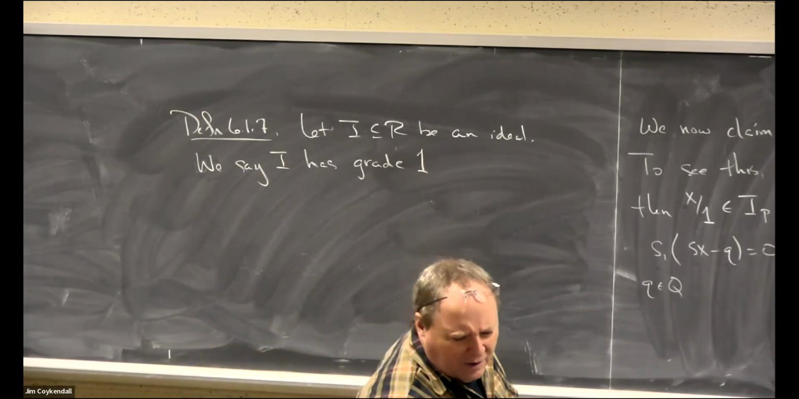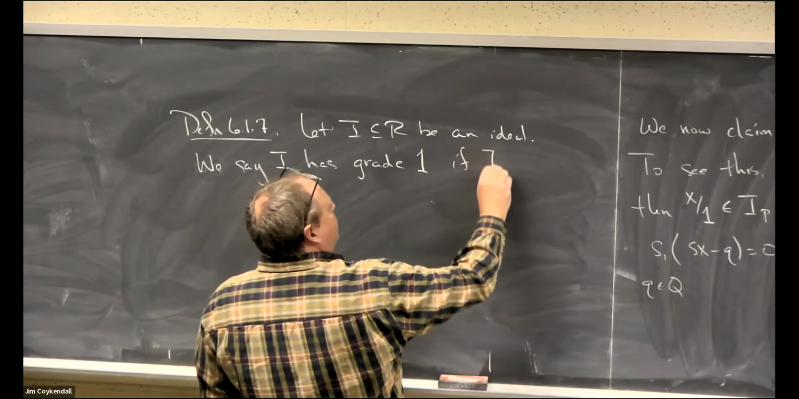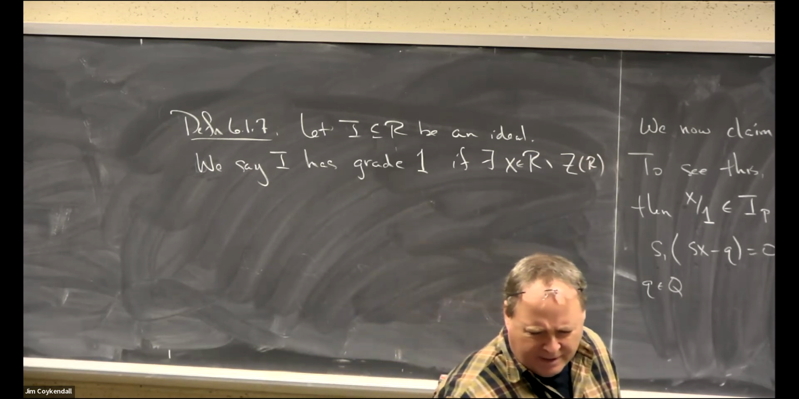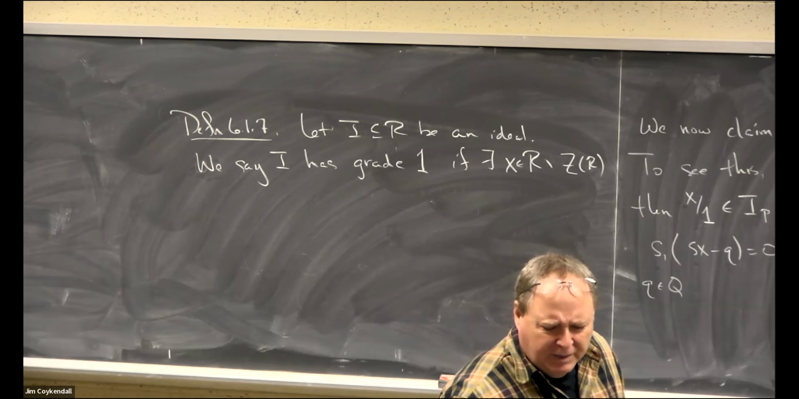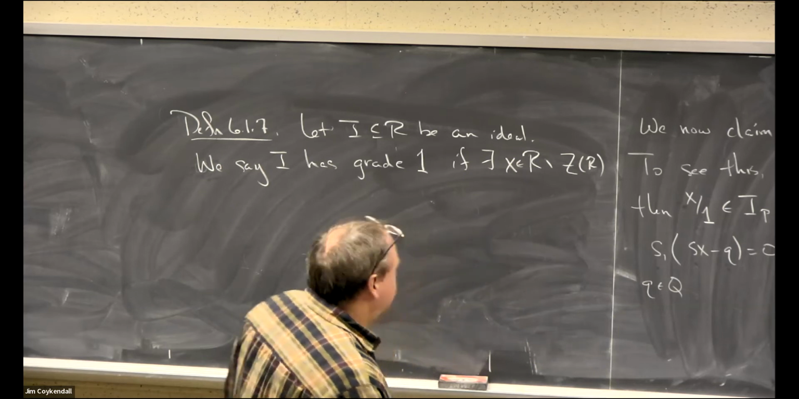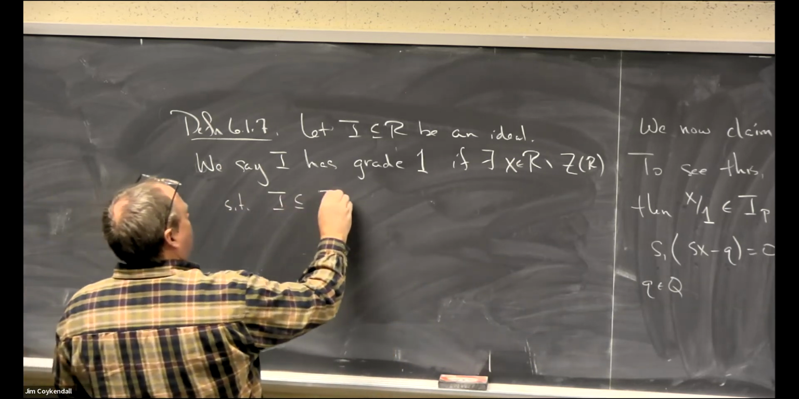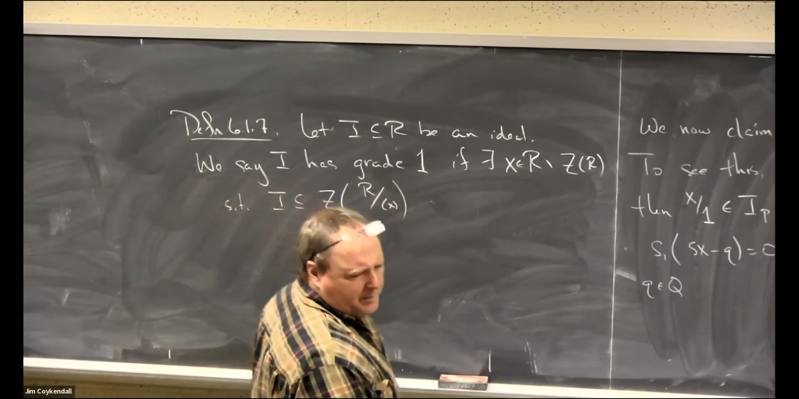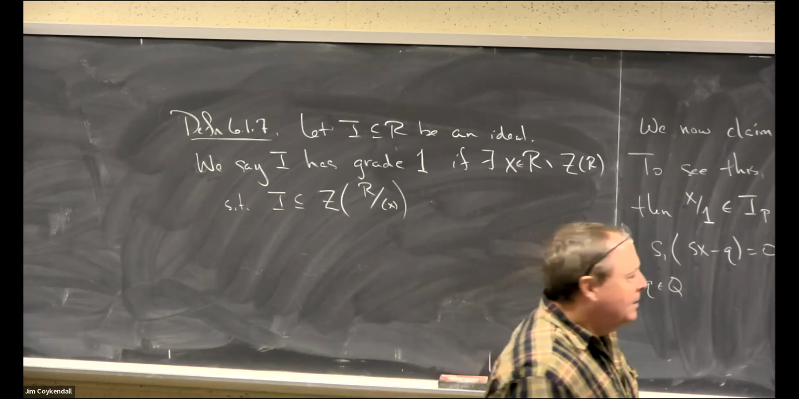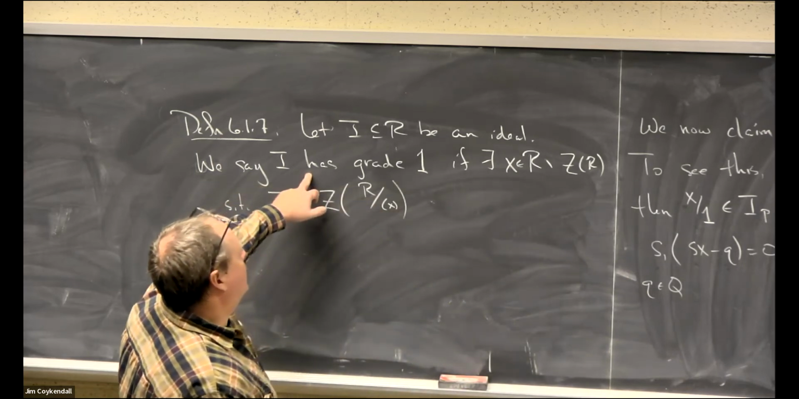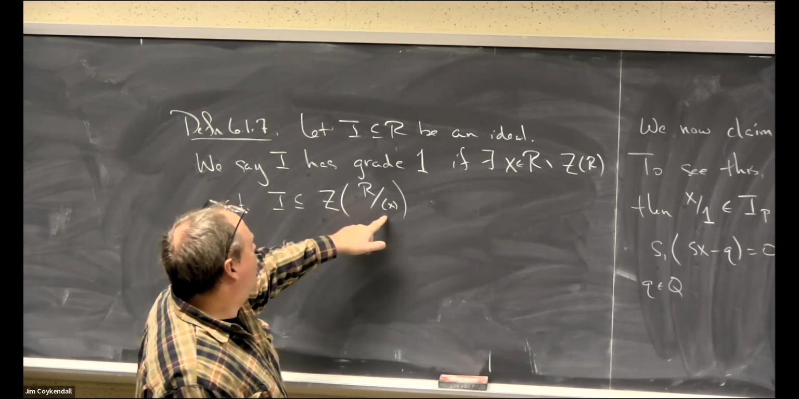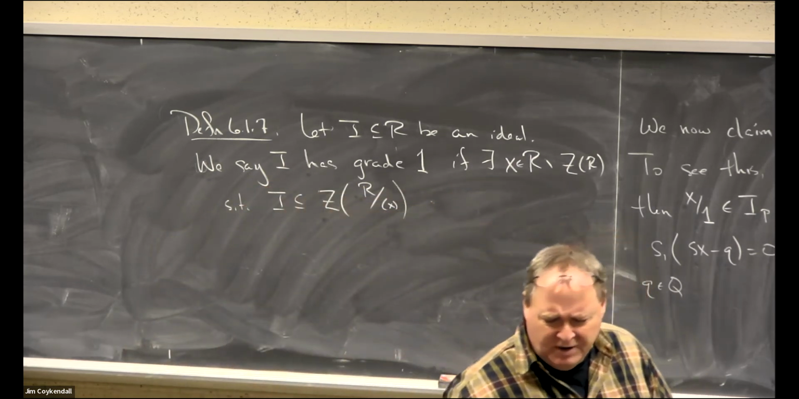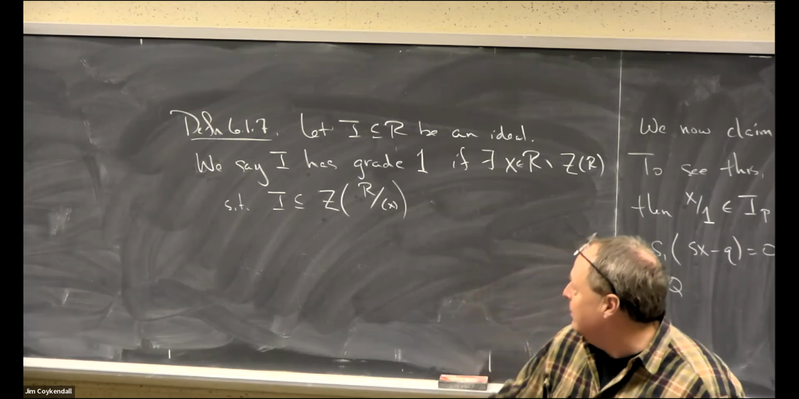if there is an X in R, and here what I mean by that is that X is not a zero divisor, such that I is contained in the zero divisors of the module R mod the ideal generated by X. Right, so what it means to have grade 1 is that there's a non-zero divisor X such that I is contained in the zero divisors on this particular R module.